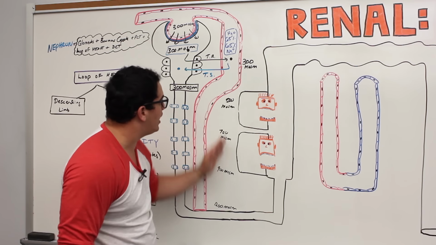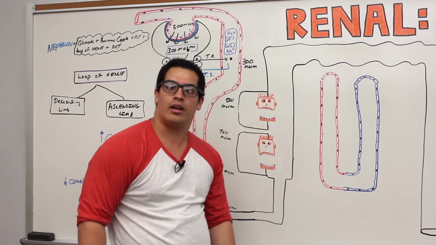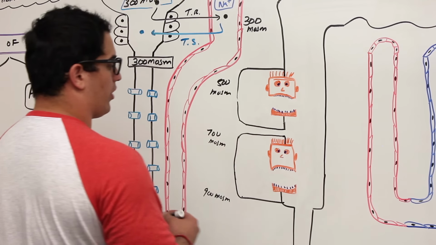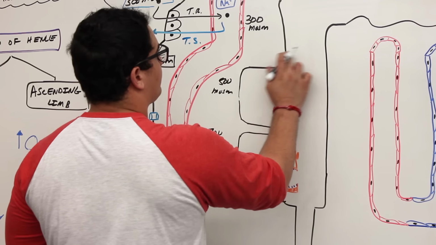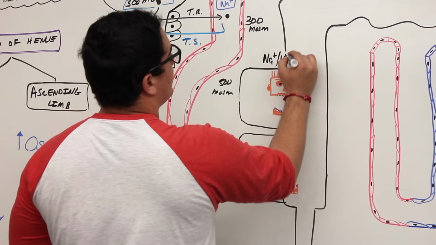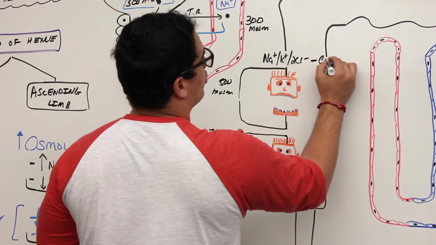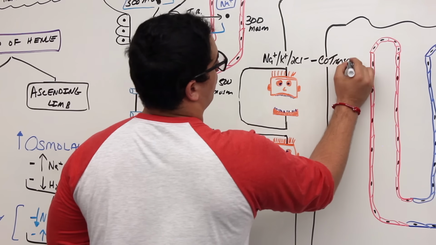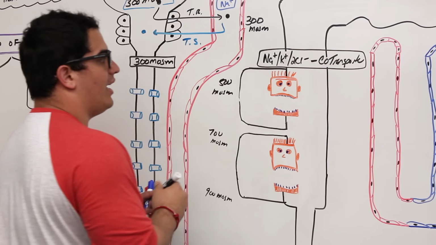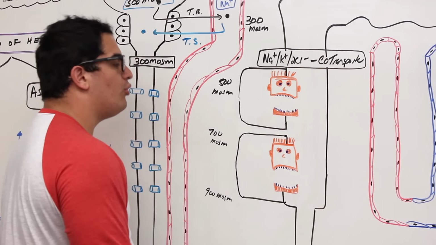How in the heck am I getting this salty? I'm glad you asked. You see that googly-eyed guy? That googly-eyed guy is a very special transporter. It is called a sodium, potassium, 2-chloride cotransporter. That was a mouthful, but that's what this guy is. These googly-eyed guys are going to be sodium, potassium, 2-chloride cotransporters.